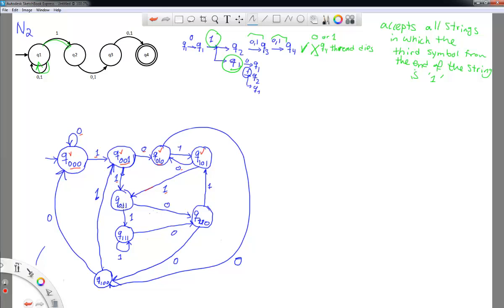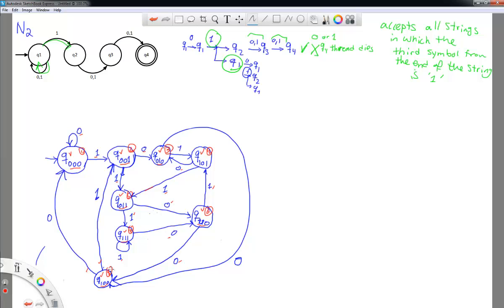That's checked. Q011. I have a transition for its 0 and a transition for its 1. So that's checked. Q111, I have a transition for 1 and a transition for 0, so that is checked. Q100, I have a transition for 1 and a transition for 0, so that is checked. And Q100, I have a transition for 0 and a transition for 1, so that is checked. So all my 8 states, and I have 8 states, state 1, state 2, state 3, state 4, state 5, state 6, 7, and 8.